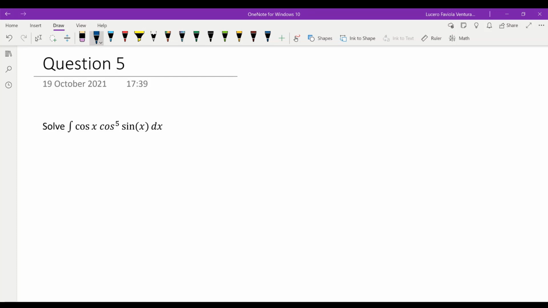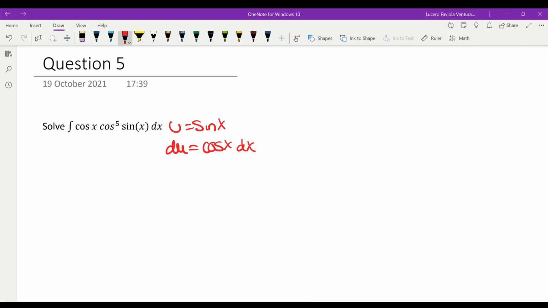Hello, this is question 5 of exam 1. Question 5 asks us to solve for the integral of cosine x times cosine to the 5th power of sine x dx. So our first step here will be to do a u substitution, and we'll set it equal to sine x, and the derivative of sine x is cosine x dx.